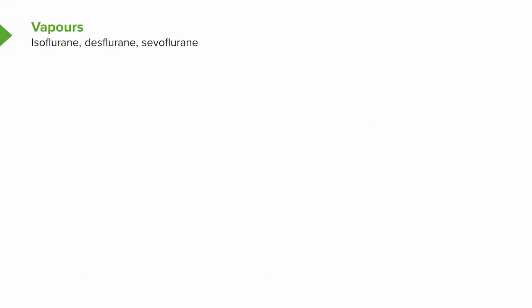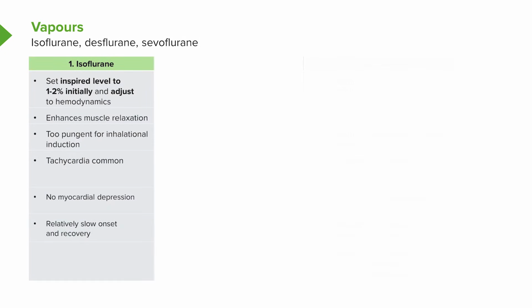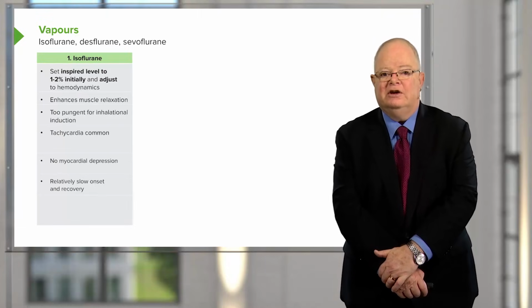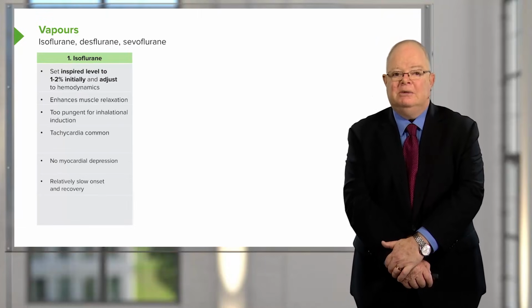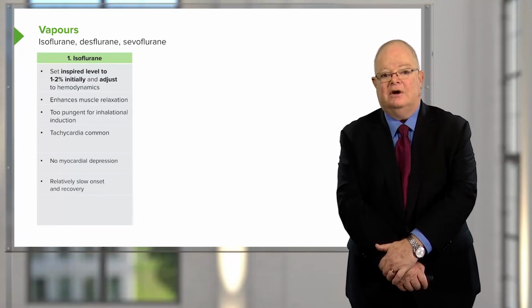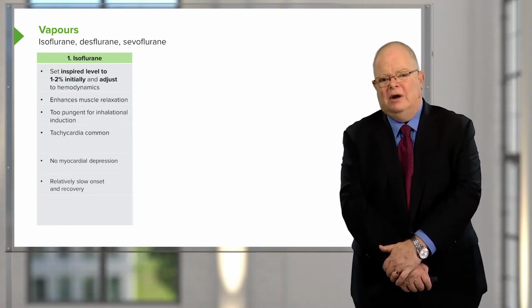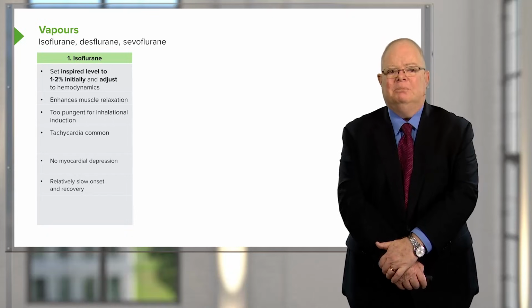So what vapor are you going to use? Let's start with isoflurane. Set the inspired level of isoflurane at 1 to 2%, and then adjust according to the patient's hemodynamics. All of these vapors enhance muscle relaxation. Isoflurane itself is too pungent for inhalation induction. Common to get tachycardia with isoflurane, but you get no myocardial depression. Slow onset of action, slow recovery, bit of a hangover.